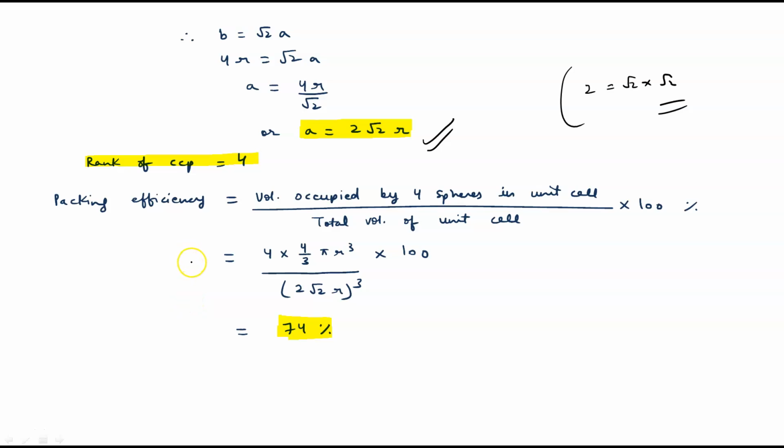The rank of CCP and HCP is 4. Both have rank of 4. Packing efficiency equals the volume occupied by 4 spheres in the unit cell divided by the total volume of the unit cell, into 100. The volume of a sphere is 4/3 pi r cube, so there are 4 spheres, 4 into 4/3 pi r cube, divided by the total volume of the unit cell. The volume of the unit cell is a cube, and a is equal to 2 root 2 r, so it is (2 root 2 r) whole cube, into 100. That comes out to be finally 74%. This is the maximum packing efficiency in case of the unit cell for CCP and HCP.